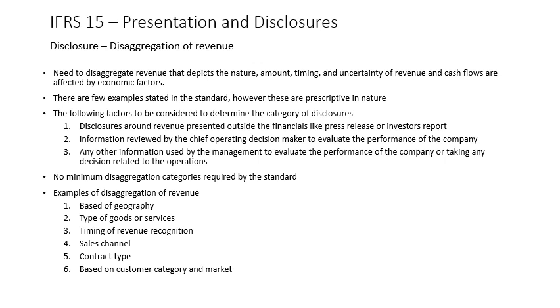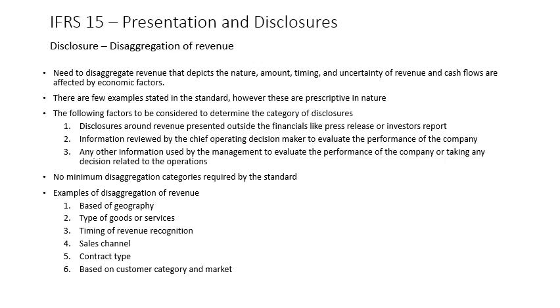Disclosures around revenue presented outside the financials, like press releases or investor reports. Information reviewed by the chief operating decision maker to evaluate the performance of the company. Any other information used by the management to evaluate the performance of the company or taking any decisions related to the company's operations. So on the basis of these three categories, the entity needs to decide and determine the different categories of disaggregation of revenue.